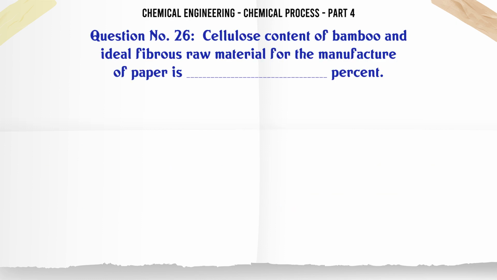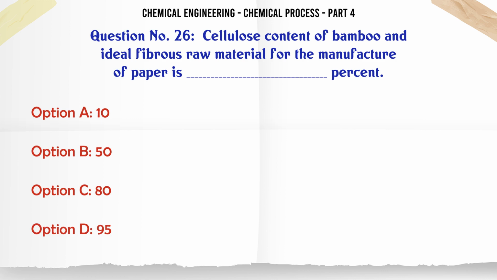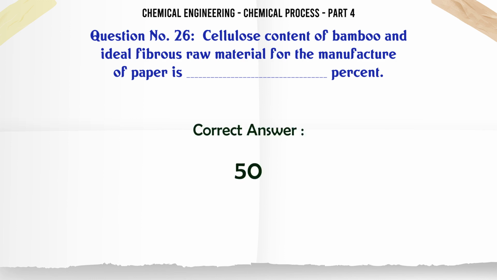Cellulose content of bamboo, an ideal fibrous raw material for the manufacture of paper, is percent. A. 10, B. 50, C. 80, D. 95. The correct answer is 50.